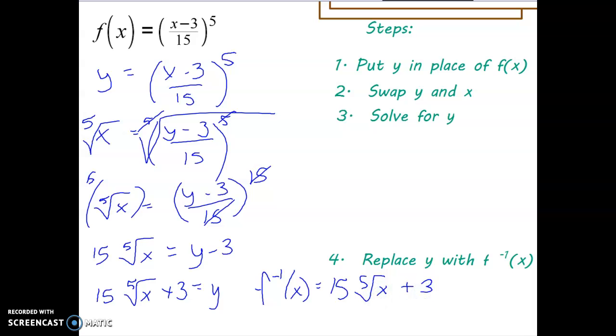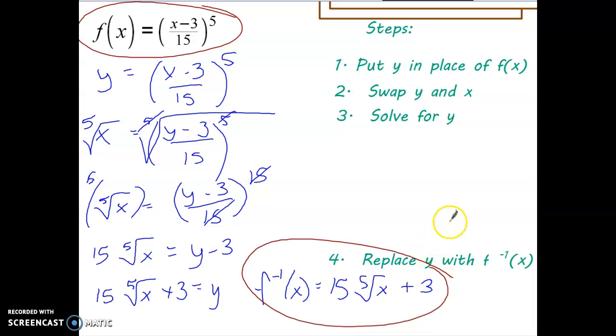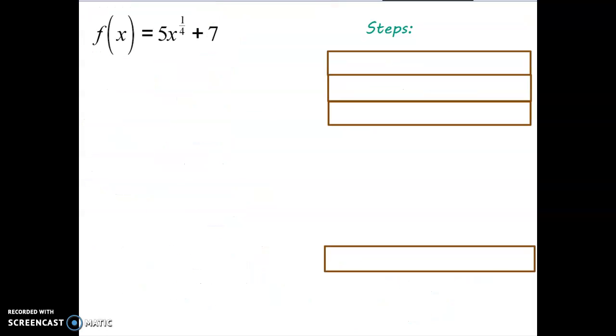All right, and you remember if you were to graph those, they would be reflections of each other across the line y equals x. So if I put this one in my calculator as y1 and I put this one in my calculator as y2, I should see them reflecting each other across the line y equals x. All right, let's do another one.